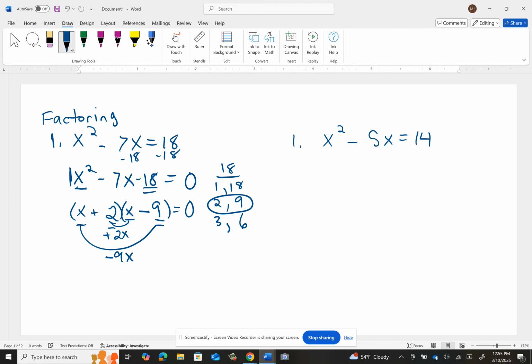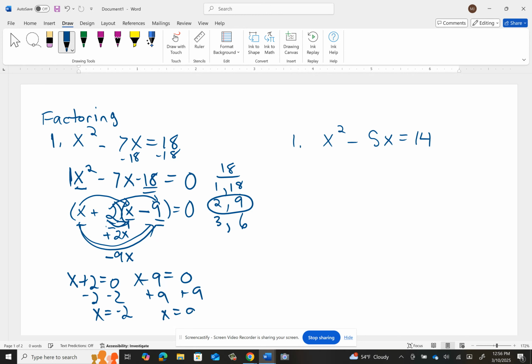Now, once you do that, you've got it factored. Just FOIL back out and make sure everything's good, that the signs are all right. So do a quick refoiling. There's your x squared. Then you've got your negative 9x plus a positive 2x, which gives you the negative 7x. And then when you do the last two, you get a negative 18. So all's good. Now once you know it's correct, you set each factor equal to 0. Then I subtract 2 from both sides to get x equals negative 2, add 9 to both sides, and that gives me x equals positive 9.